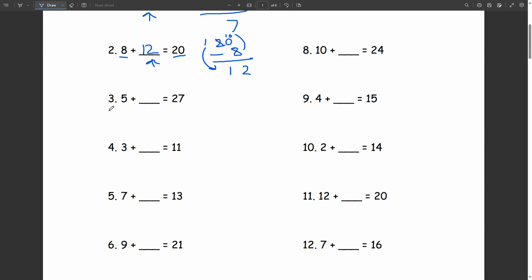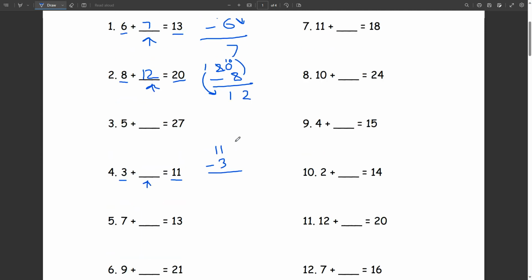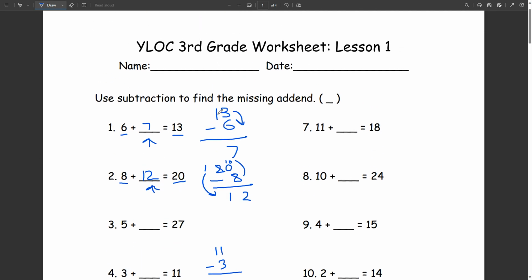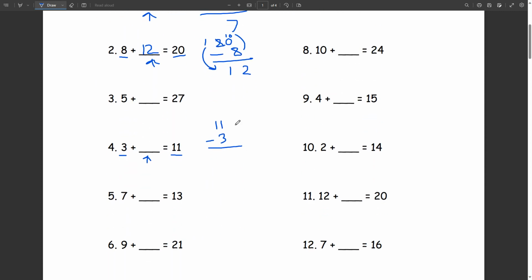Let's skip number 3. Let's just do number 4. So 11, which is here, which is our sum, and then we subtract this 3 to find our missing addend. So 11 minus 3. And like before, even if we take away the 1 like this, if we just do 0, add this, it would still become 13 minus 6. Same thing goes for this one, 11 minus 3. So we're just going to do 11 minus 3, which just equals 8.